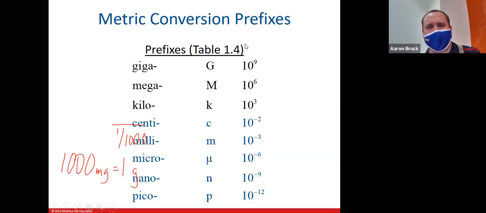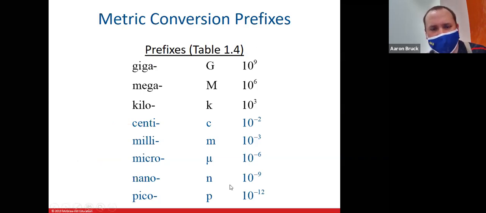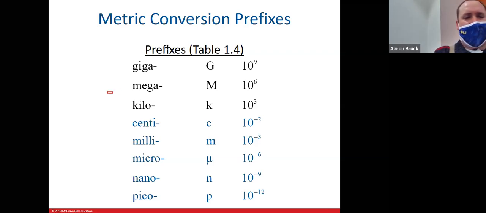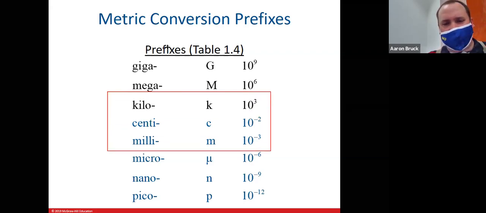Let's use this as an opportunity to talk a little bit more about the metric prefixes. Now, certainly metric prefixes extend well beyond this table. This table is kind of the bare bones of most common metric prefixes. There are certainly others that exist. For our purposes, most of what we're going to see actually exists in this range right here.